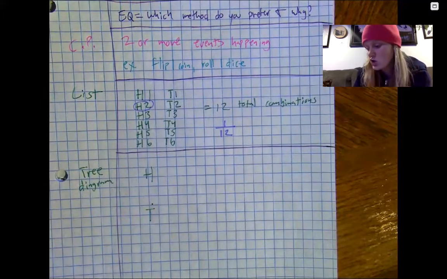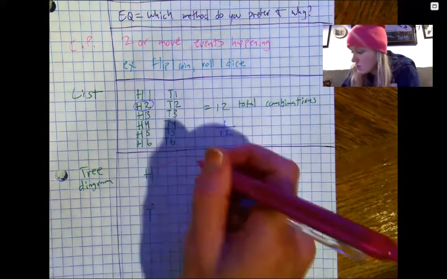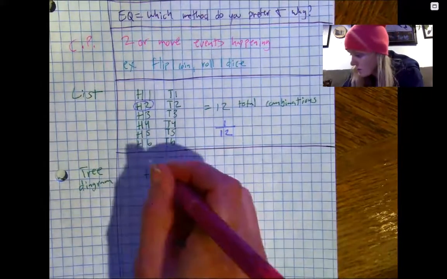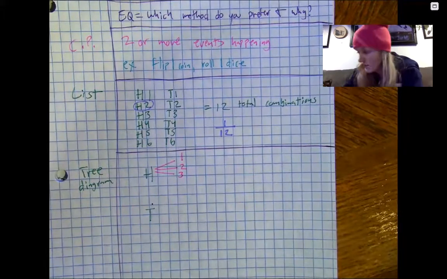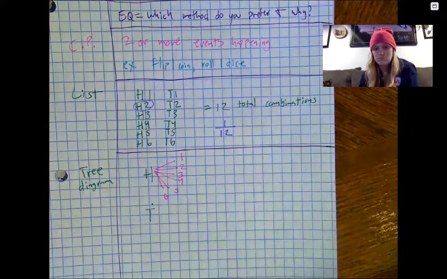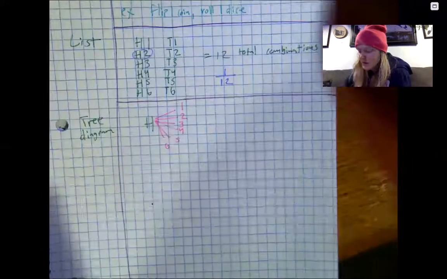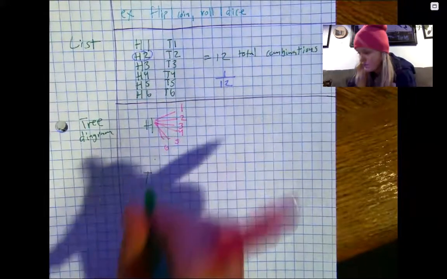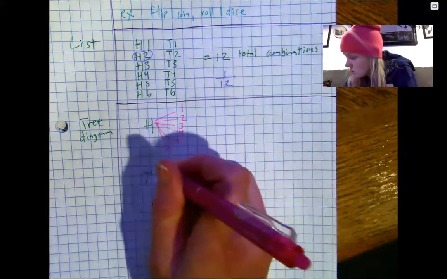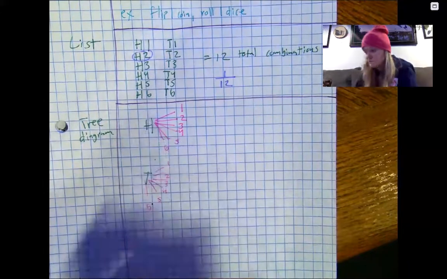Now off of each of those, you have something happening. Off of the heads you could get a 1, off of the heads you could get a 2, off of the heads you could get a 3, off of the heads 4, 5, and 6. Ooh, I'm going to move my T down. I used a lot of room on that one. So for my tails, do I have the same possibility? I sure do. So 1, 2, 3, 4, 5, 6.